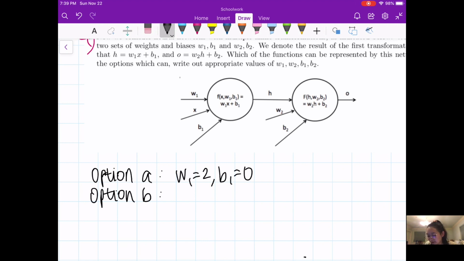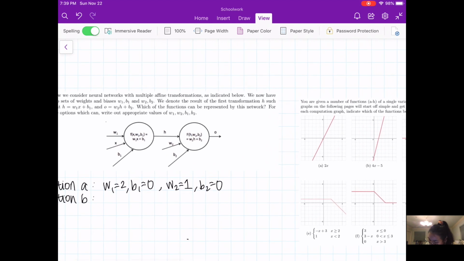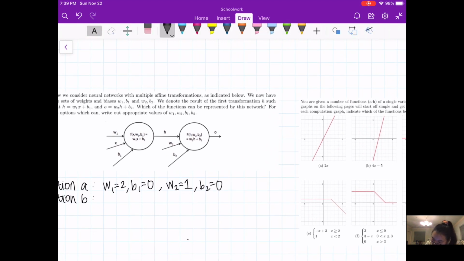And then we already have 2x, so we can just continue that value through by having W2 equal to 1. So you just do 1 times 2, which is still 2. And then still having a bias of 0 so it doesn't get shifted. And then for option B, we wanted to be able to get it to be 4x minus 5, as we see on the right side.